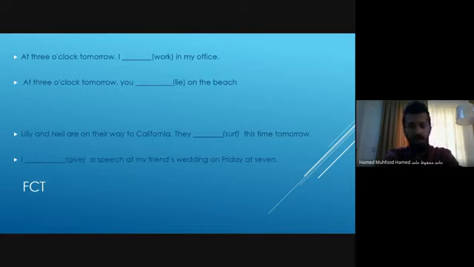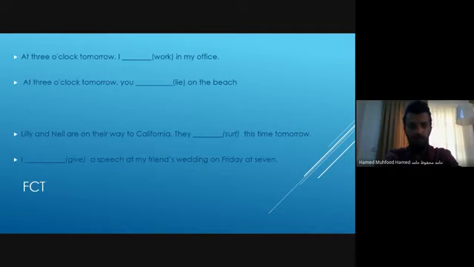See, at the beginning, I presented a specific period of time. I presented a specific period of time during which I expect that I will do an action. That's why I'm using the future continuous tense.